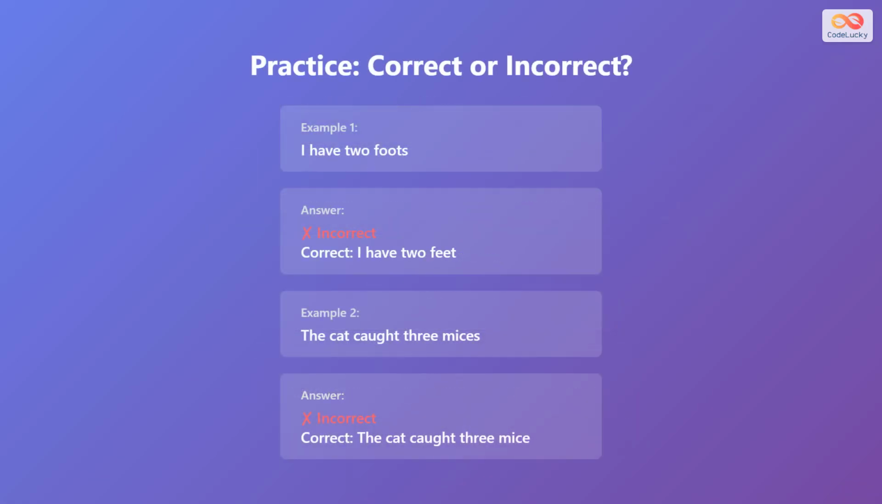Now let's practice. The first example is I have 2 foots. This is incorrect. The correct way to say it is I have 2 feet. The second example is the cat caught 3 mouses. This is also incorrect. The correct way to say it is the cat caught 3 mice. Remember, we do not add s or es to these irregular words. We only change the vowel sound inside the word.